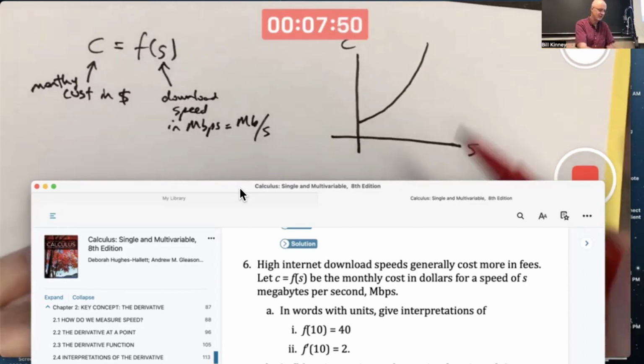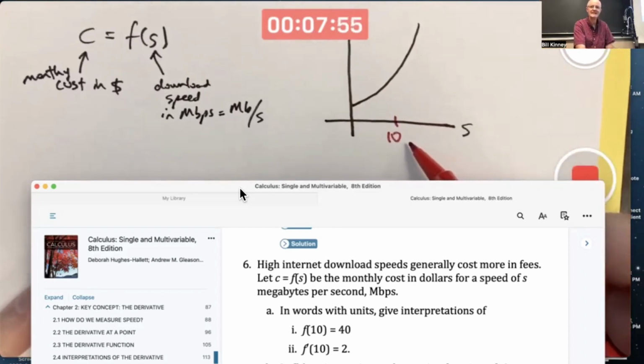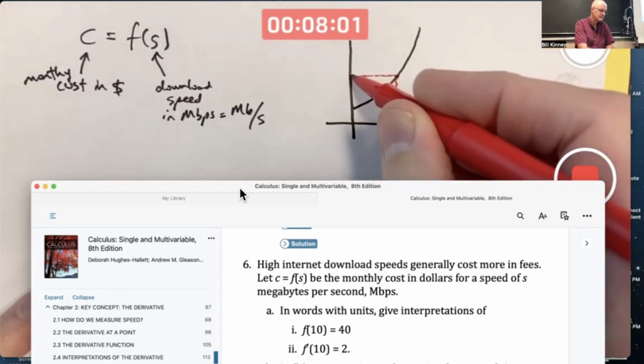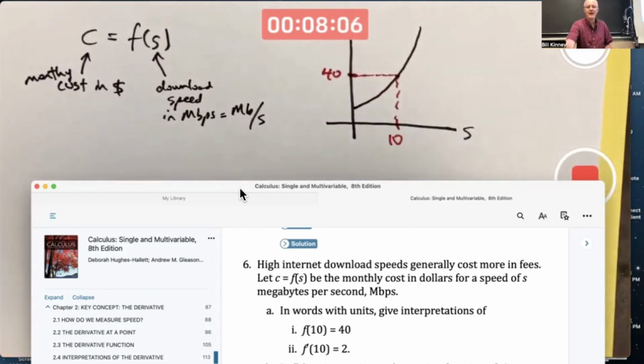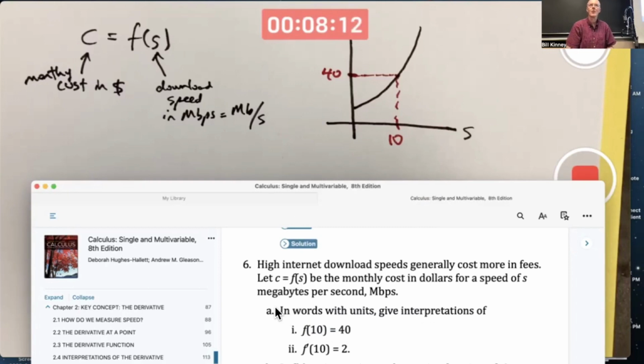F of 10 is 40. So when the download speed is 10 megabytes per second, the monthly cost would be $40. And that would be the answer for how to interpret f of 10 equaling 40. When the download speed is 10 megabytes per second, then the monthly cost is $40. You could write that down if you want.